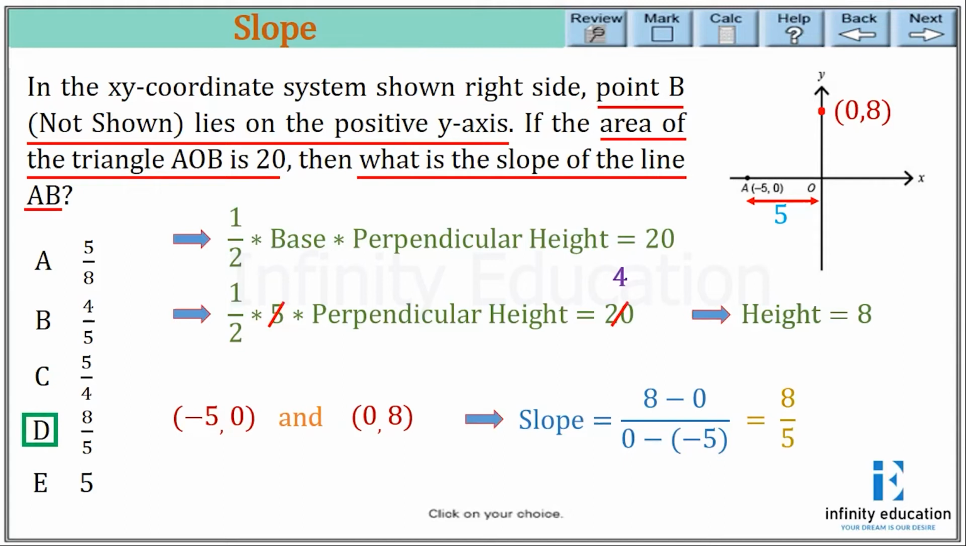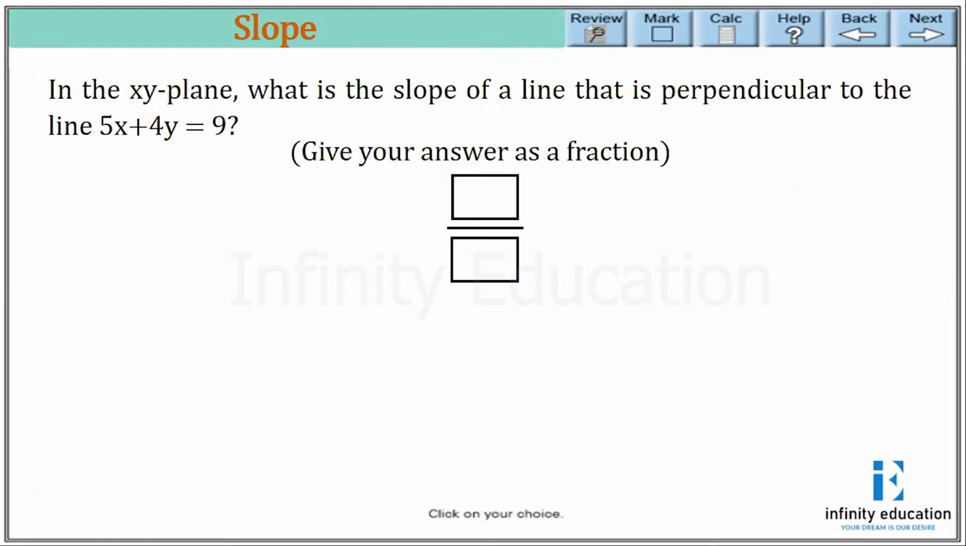Now let's do one more example. In the xy plane, what is the slope of the line that is perpendicular to the line 5x plus 4y equals 9? Give your answer as a fraction. You can see this is a numeric entry box question. If your answer is 2, you have to write 2 by 1. If your answer is 1.5, you have to write 3 by 2. Whatever your answer is, you have to write it in the form of a fraction.